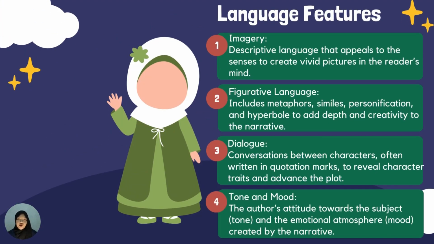Okay, the next is language features of narrative text. First is imagery, descriptive language that appeals to the sense to create vivid pictures in the reader's mind. And then figurative language includes metaphors, similes, personification, and hyperbole to add depth and creativity to the narrative. The third is dialogue, conversations between characters, often written in quotation marks to reveal character traits and advance the plot. And the fourth is tone and mood, the author's attitude towards the subject and the emotional atmosphere created by the narrative.